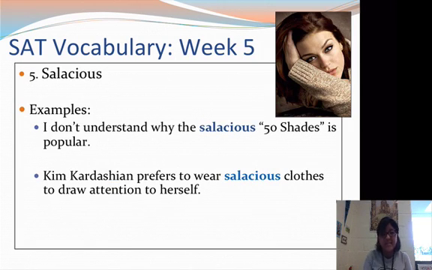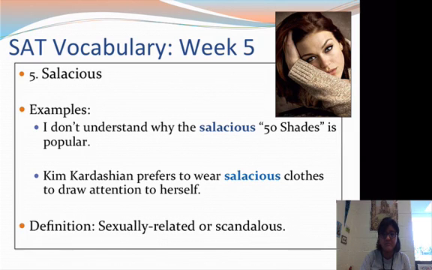The next word is salacious. I don't understand why the salacious series 50 Shades is popular. Kim Kardashian prefers to wear salacious clothes to draw attention to herself. Write down your guess for the word salacious, then copy this definition. Salacious means sexually related or scandalous. So, try to write your own original sentence using the word salacious. Pause the video if you need to.